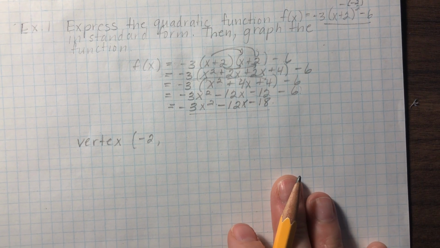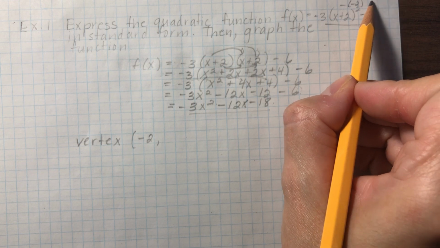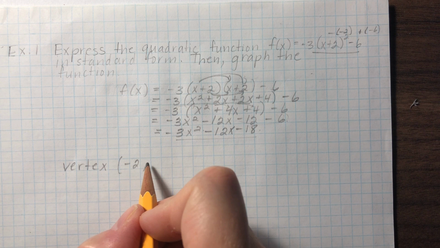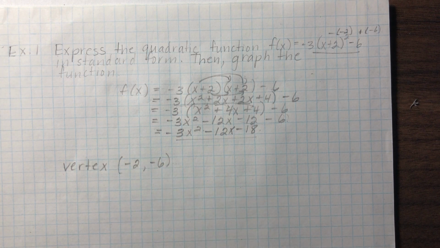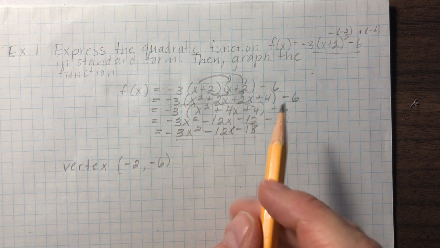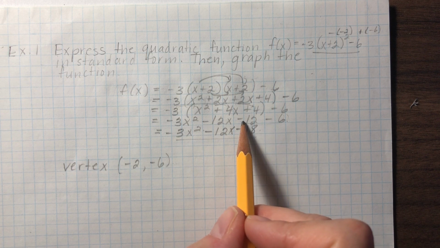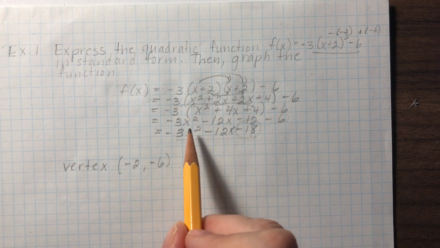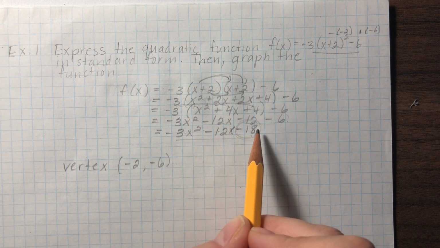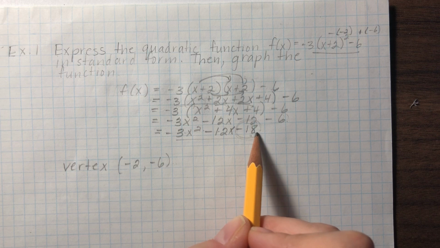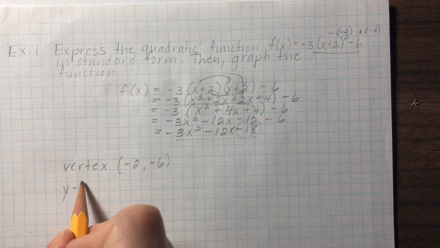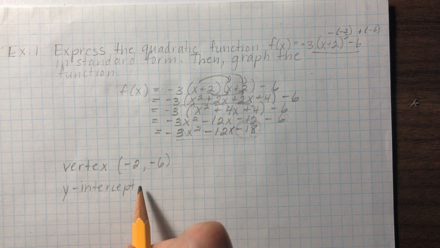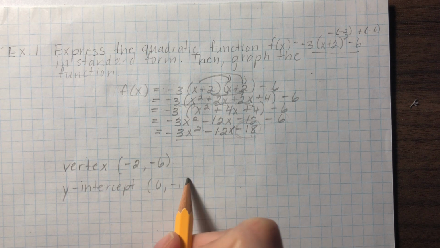And the y-coordinate of the vertex is the number that I'm adding at the end here, and it happens to be that I'm adding negative 6 here at the end. So that's my vertex. Now from the standard form, I can tell you what the y-intercept is. It's this number at the end here, because when x is 0, these two terms will go to 0, and I'll be left with the y-intercept of negative 18. So the y-intercept has the coordinates 0, negative 18.